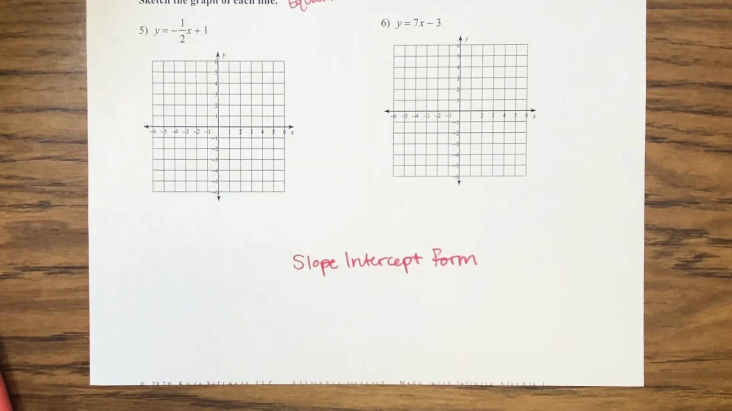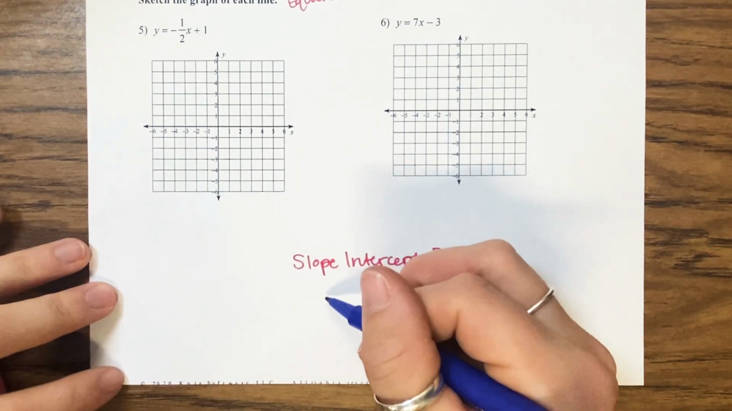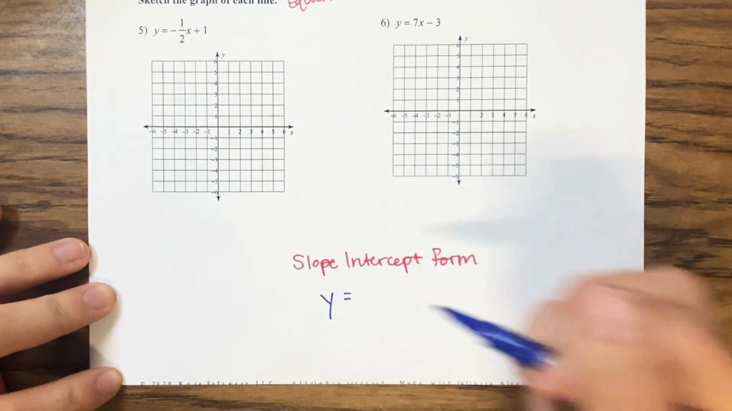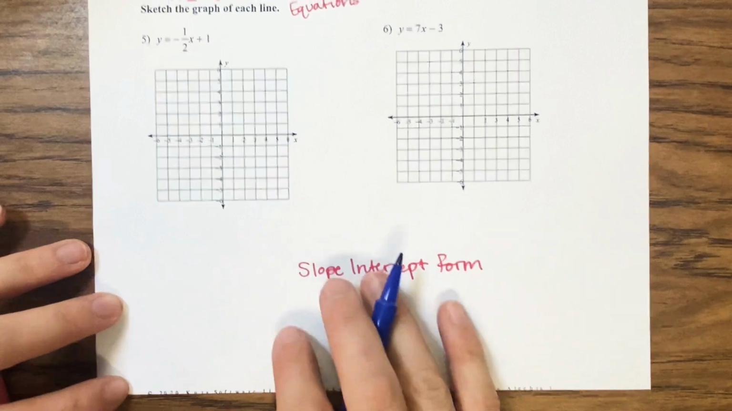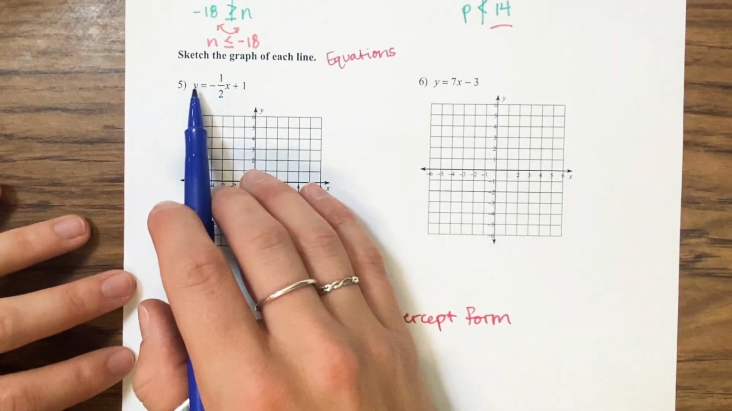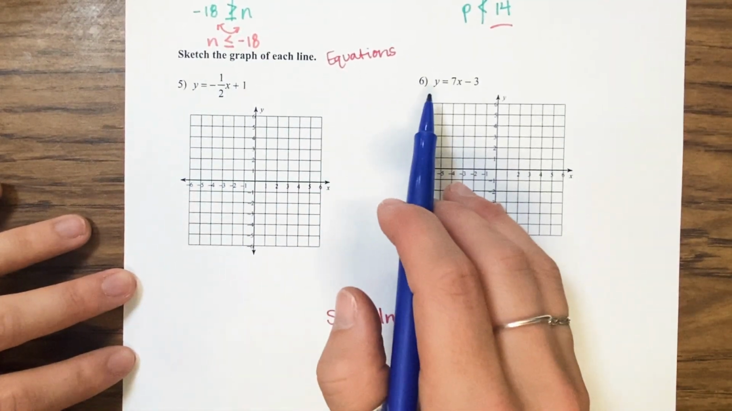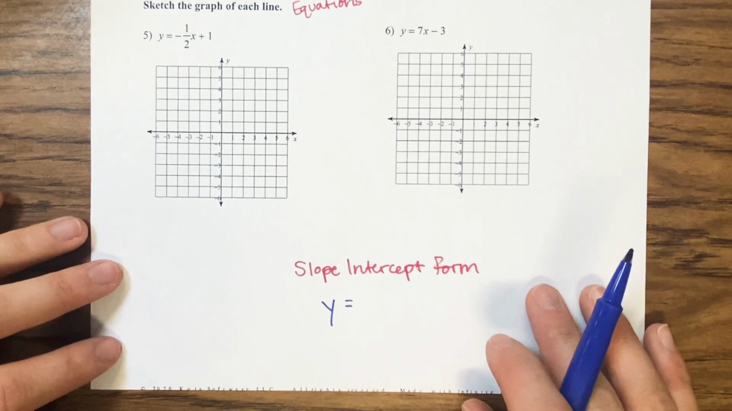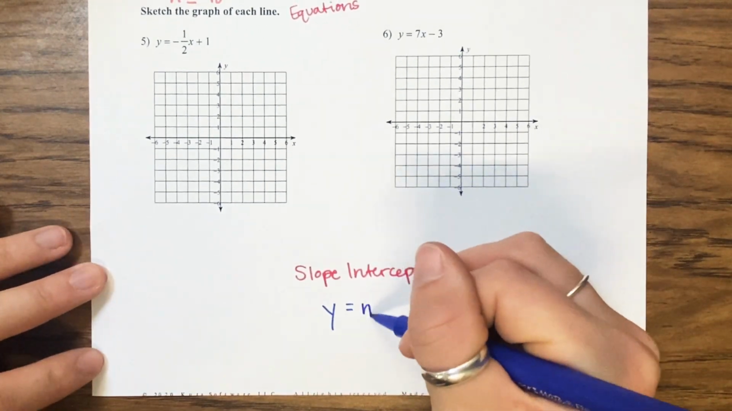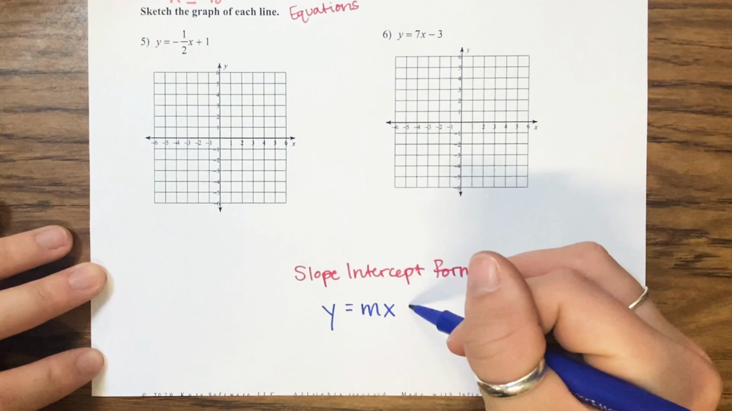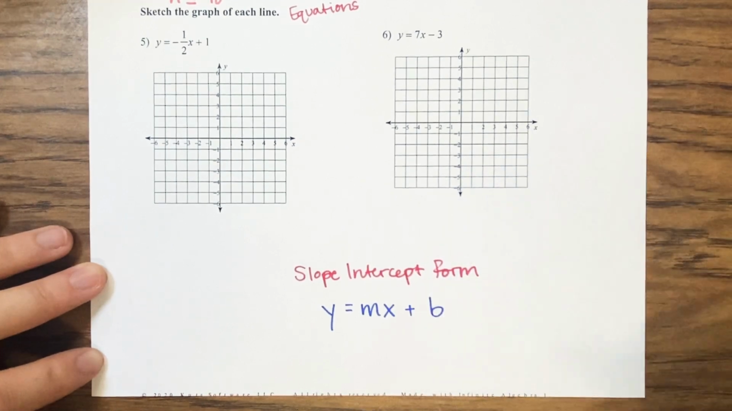So now the actual format, you're going to see a lot of letters here. That's okay. We will identify what these letters actually mean. Slope-intercept form is written like this: y equals. Notice that both of your equations start with y equals. It always starts with y equals, then we have mx plus b.